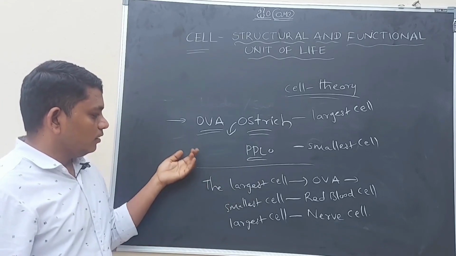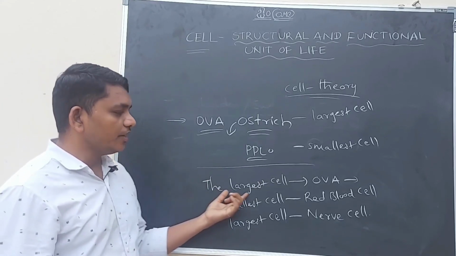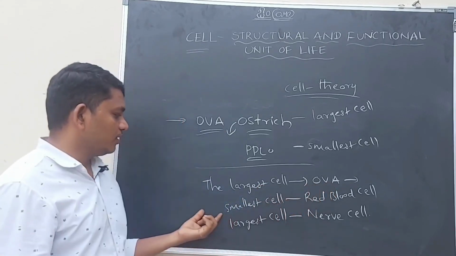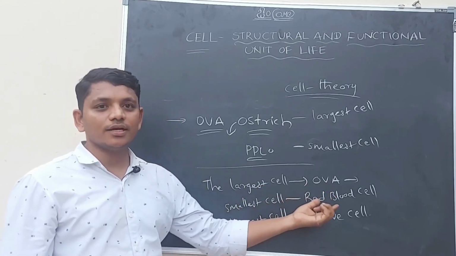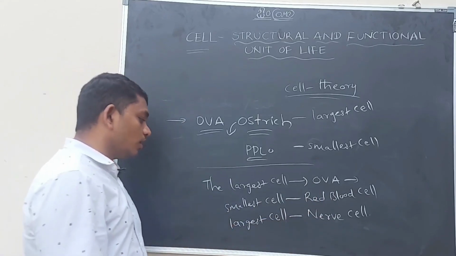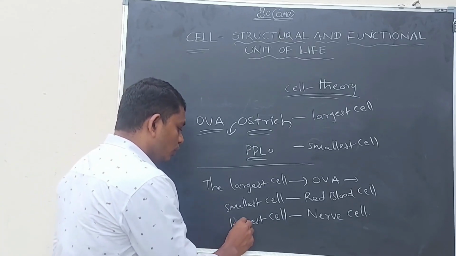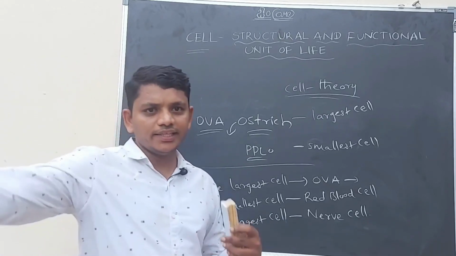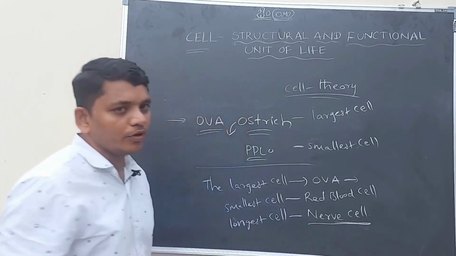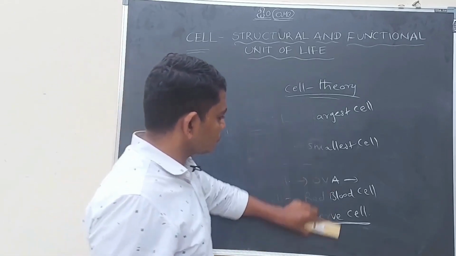And when we discuss about human beings, the largest cell in the human being is ovum of a female. The smallest cell, red blood cell. The longest, which means lengthy cell, is nerve cell. So these are important points about the size of the cells.